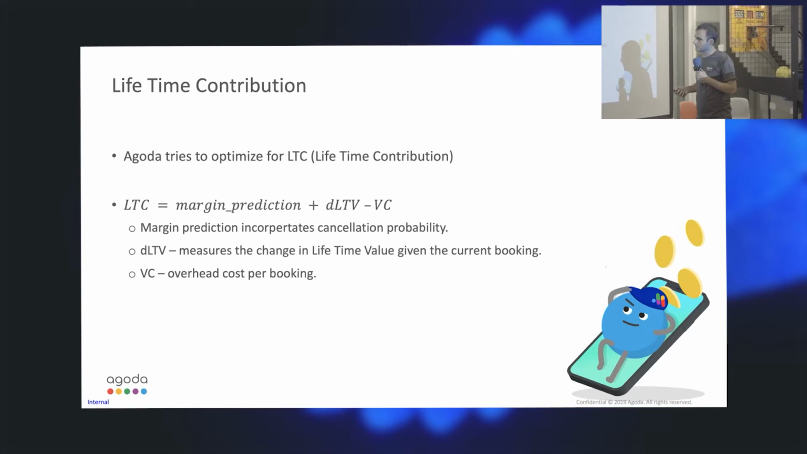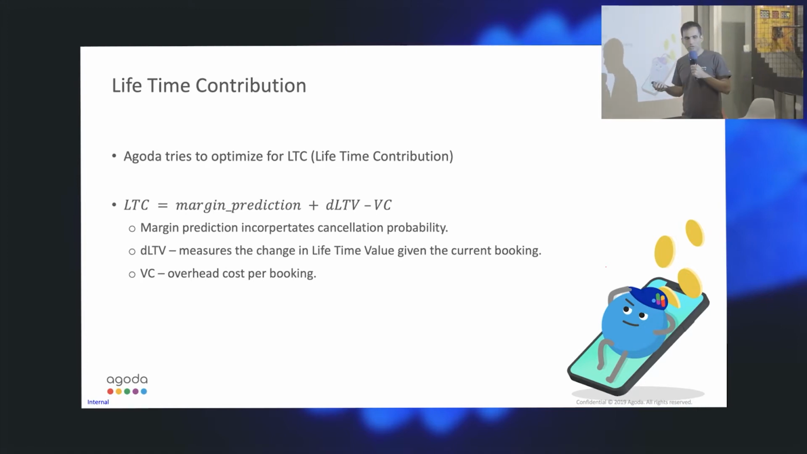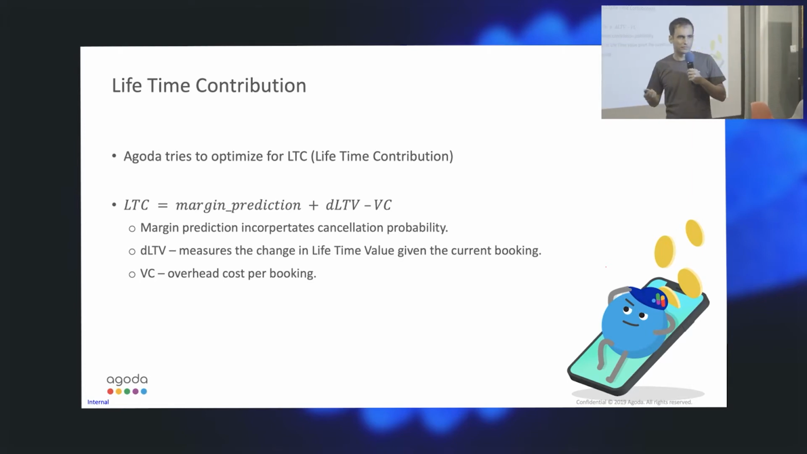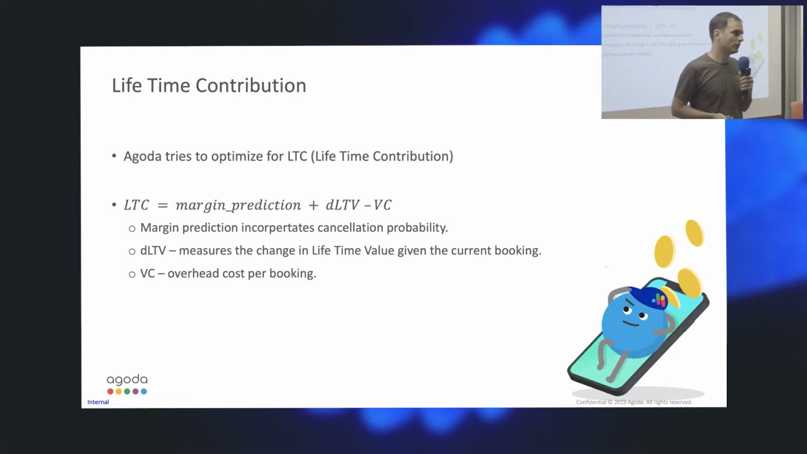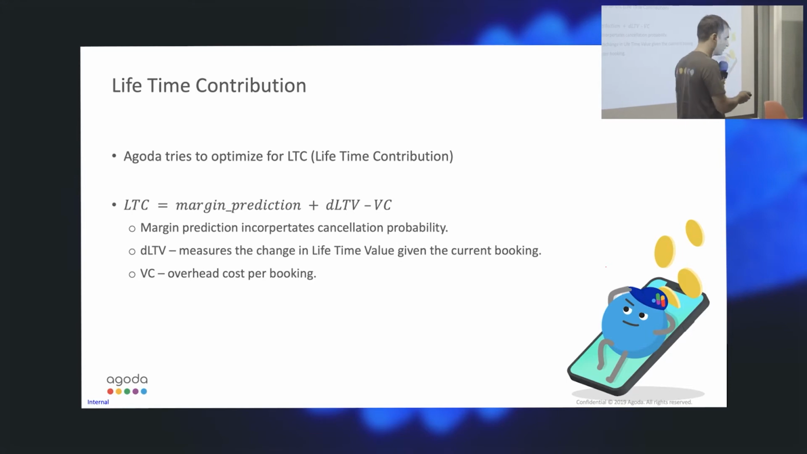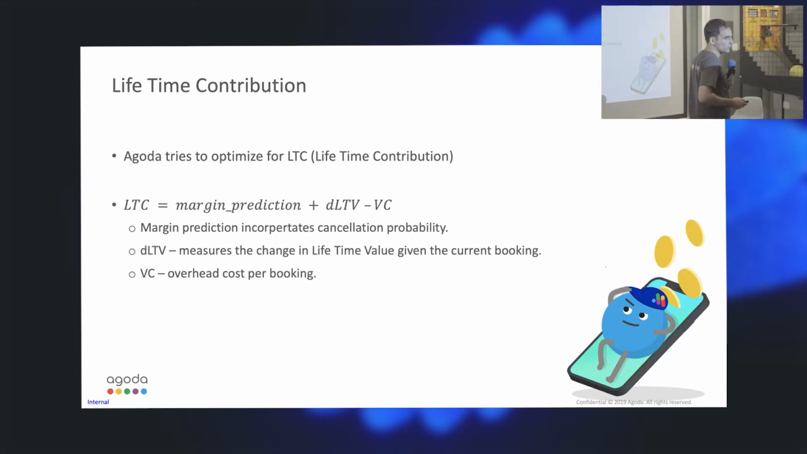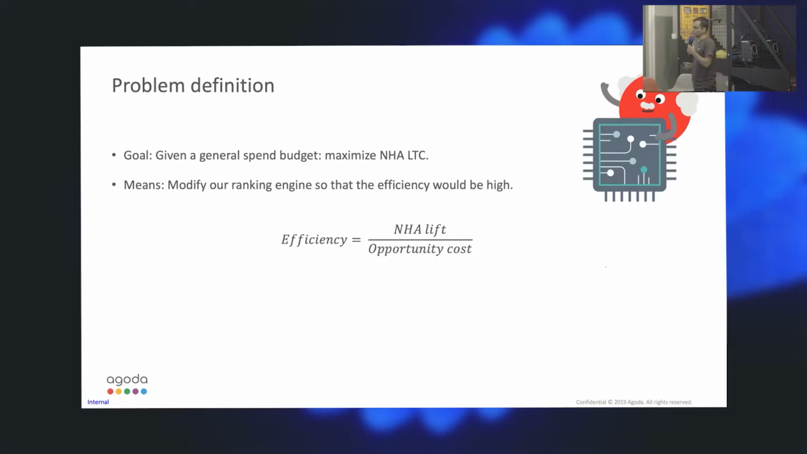And the VC part is what we call the variable cost. It's basically the overhead cost for customer support and so on. So this is the definition of value that we try to optimize. Let's define the problem. Now we want to optimize this LTC. We have a budget to spend. We want to maximize the NHA LTC, right?